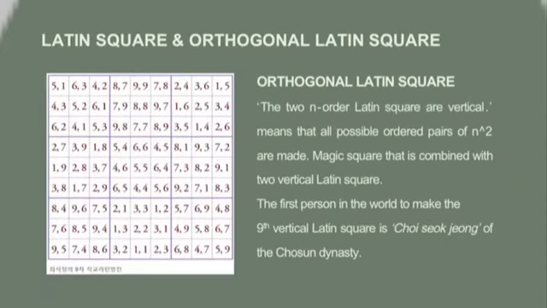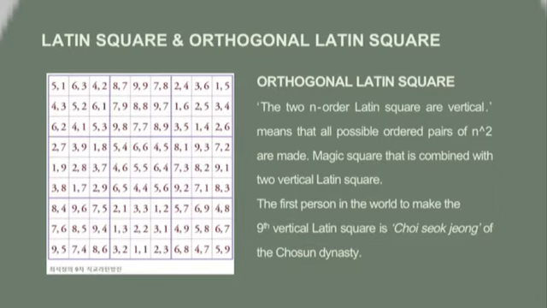Next, let's look at the orthogonal Latin square. It is a square made by combining two Latin squares that are orthogonal to each other. That the two n-order Latin squares are orthogonal means that all possible ordered pairs of n squared are made. The first person in the world to make the ninth orthogonal Latin square is 최석정 of the Joseon dynasty. 최석정 introduced this in his book 구수략 under the name of 구구 모수변 궁양도.